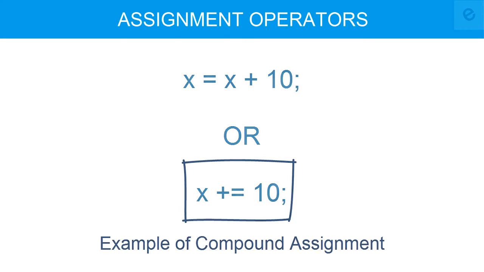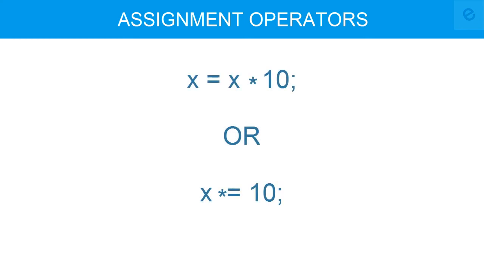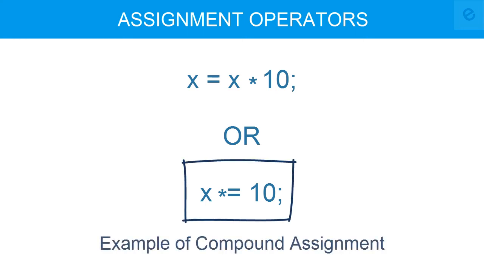If we consider another example in which x equals x into 10, the statement can be rewritten as x into equals 10. Both statements are logically correct and both have the same meaning, but both state that the value of x is multiplied by 10. So this one is the compound assignment.